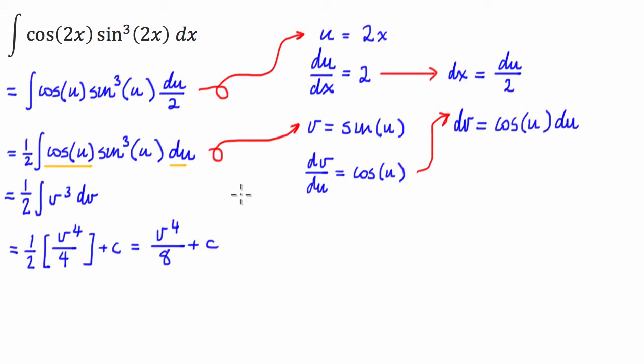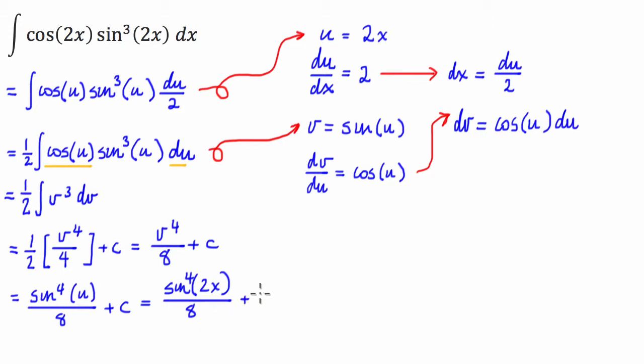And now, guys, we're going to substitute what we know back into this formula. So this is going to be equal to v to the power of 4, which is sine of u. So sine to the power of 4 of u over 8 plus c, which is equal to sine to the power of 4 of 2x over 8 plus c.